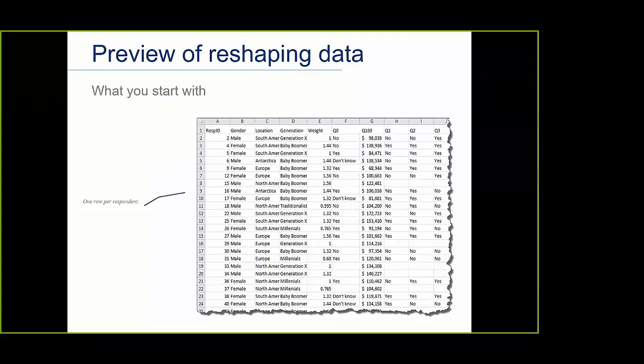Here is the data as labels, and we've got one row per respondent. We need to do something which seems counterintuitive. We'll leave gender, location, generation, weight, and anything else that you want to cut the data by, break out the data, and then we're going to reshape it so that instead of a separate column for each question, as we had before, I'm going to have a separate row for each question and then the label response next to it.